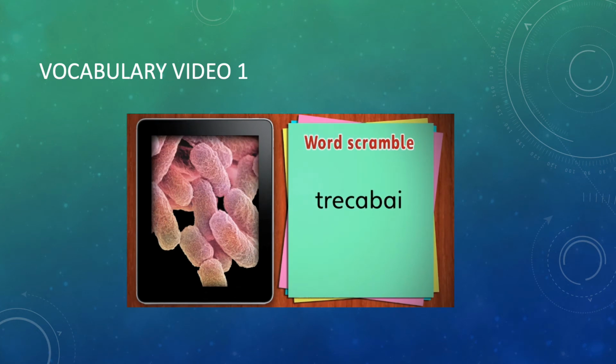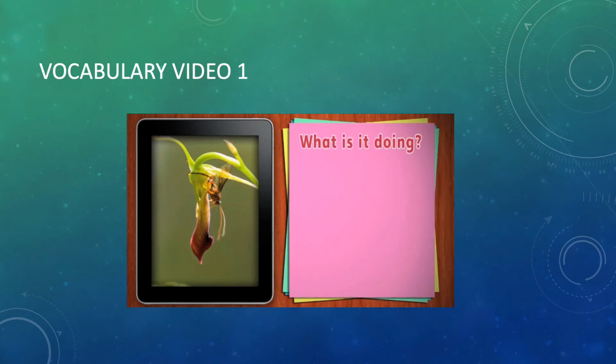Unscramble this word. Bacteria. Bacteria are tiny. They're too small to see without a microscope. Have a look at this plant. What is it doing? It's tricking an insect. This type of insect is called a wasp. The wasp thinks the flower is another wasp.